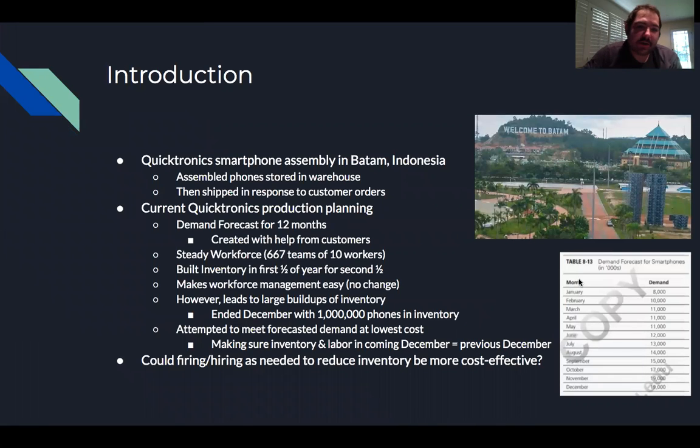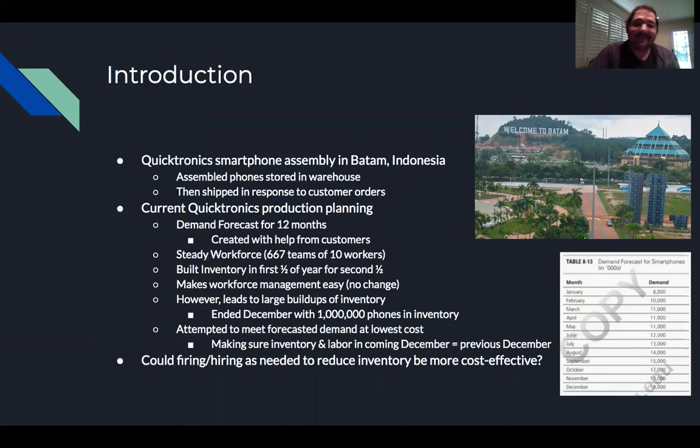So first, we start with an introduction of the case. The case is about Quicktronics. They are a smartphone assembler in Batam, Indonesia. They assemble phones and store them in the warehouse once they're done, and then ship them in response to customer orders. The current Quicktronics production planning has a demand forecast for about 12 months that was created with help from customers, as seen below.